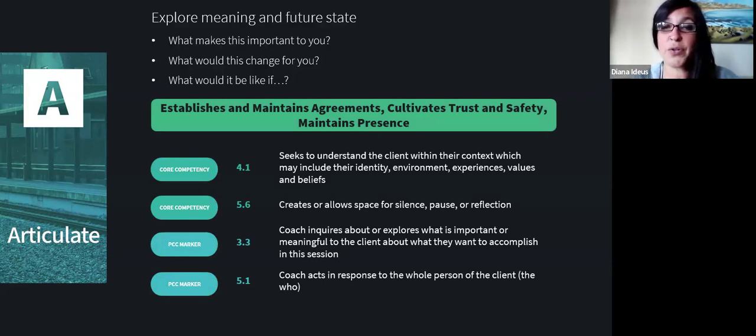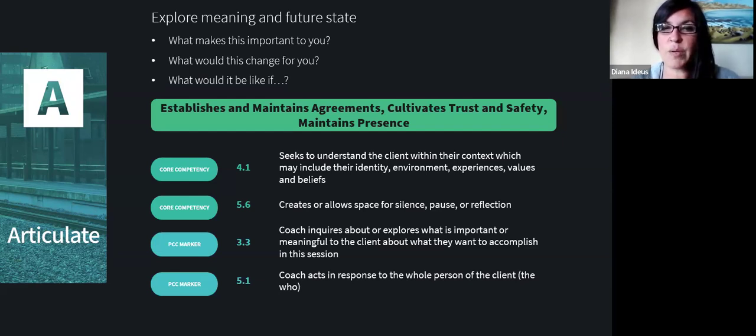It means that we have to create space for silence, pause, and reflection. Silence is one of the most underutilized coaching skills. It's all over the PCC markers. There are so many reasons. You know, I wrote a book about it. Listen, mentor coaching for coaches. So don't underestimate the silence as a coaching tool. PCC marker 3.3 really changed my coaching. It evolved me from a PCC into an MCC.